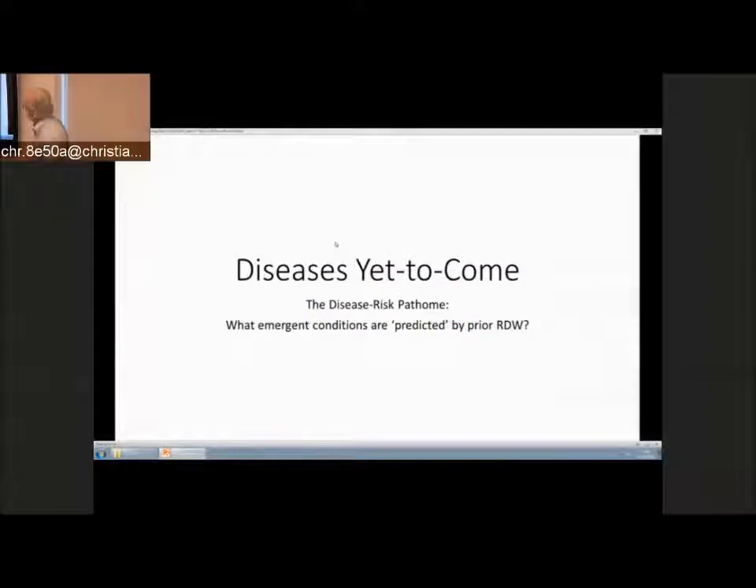So let's move on to the diseases yet to come. What emergent conditions are predicted by prior RDW? You say I have high RDW, well, you might get something to worry about.